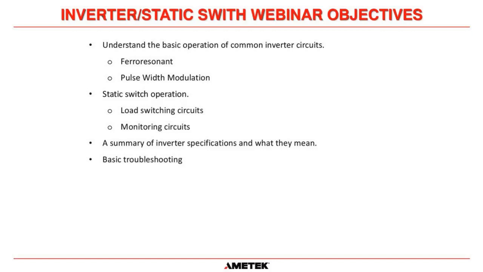We're going to then move on into the static switch and see how static switches work, and hopefully clear up some misconceptions there. We're going to talk about the actual switch, how it works, and various options of making a static switch, and also the monitoring circuits that determine which source of power we use to power the critical load. I'm going to then talk about some specifications specific to inverters and what they mean, and we'll see the differences between the ferroresonant type system and the pulse width modulated type system. And we're going to finish up with a little bit of troubleshooting here.